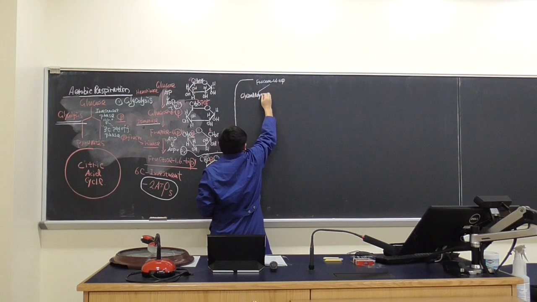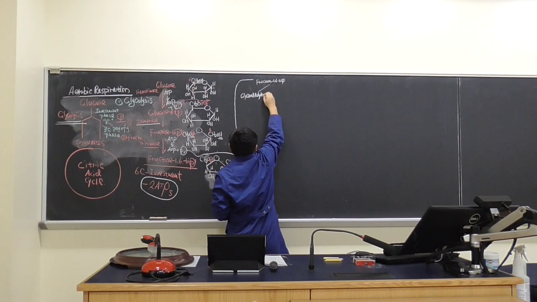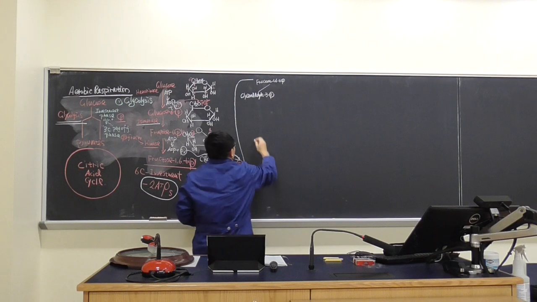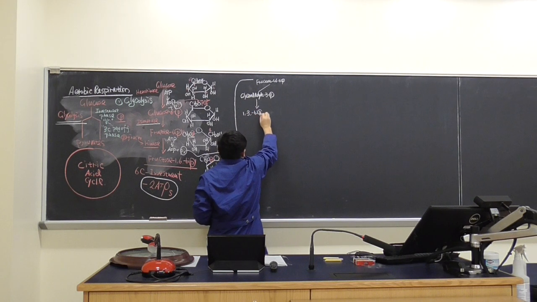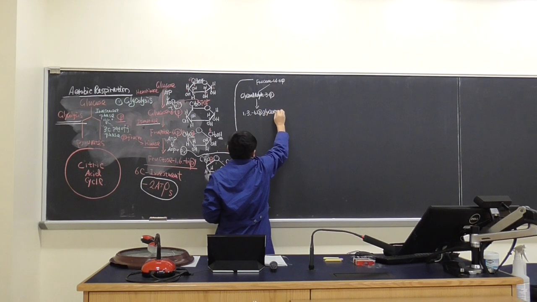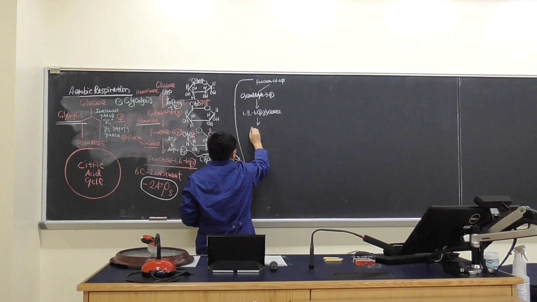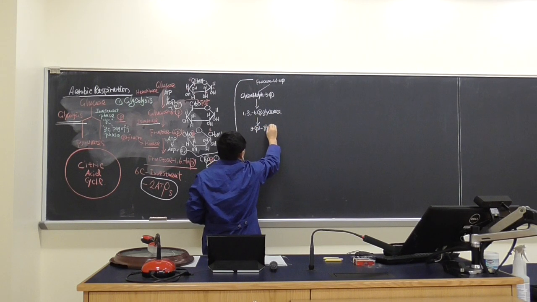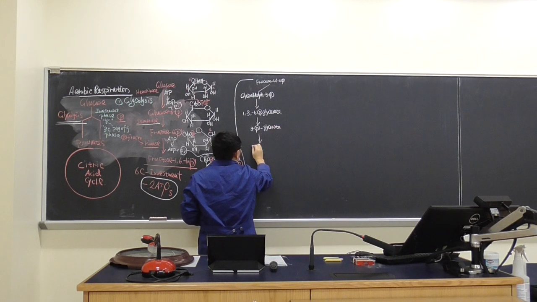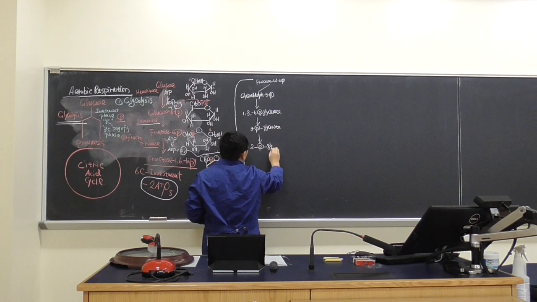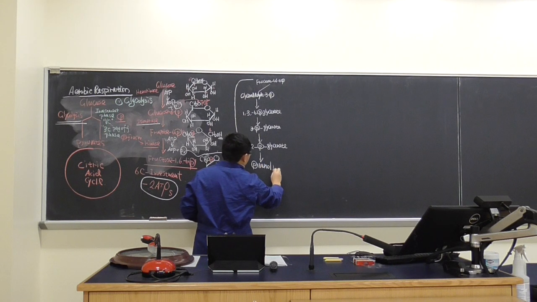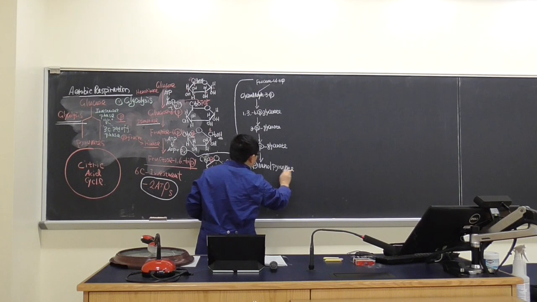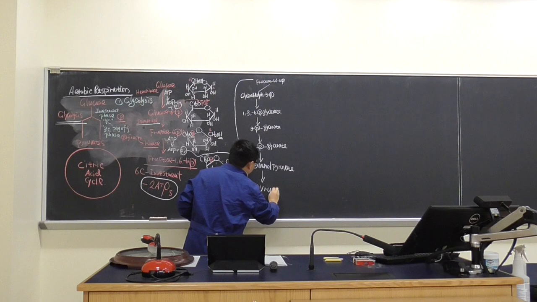The first one is glyceraldehyde 3-phosphate. Then they become 1,3-biphosphoglycerate. Then they become 3-phosphoglycerate. Then they become 2-phosphoglycerate. Then they become phosphoenolpyruvate. And the last one is pyruvate.